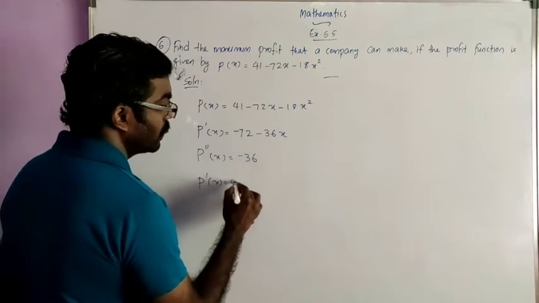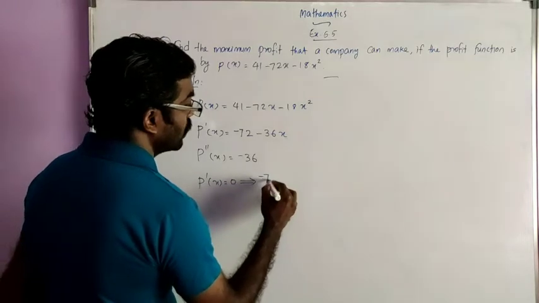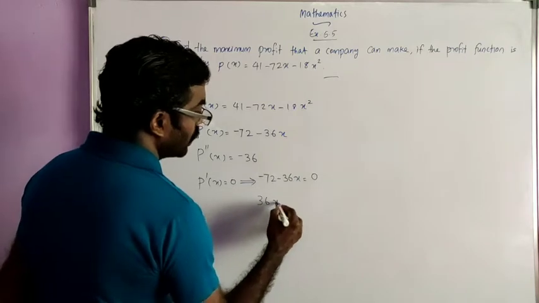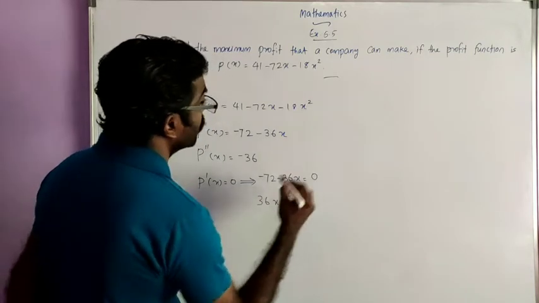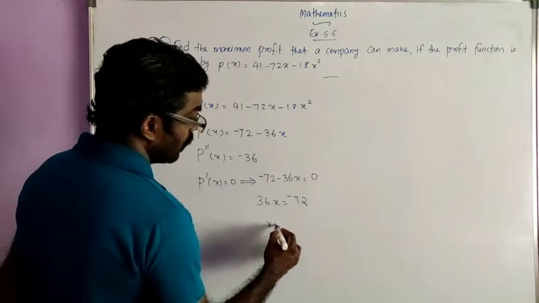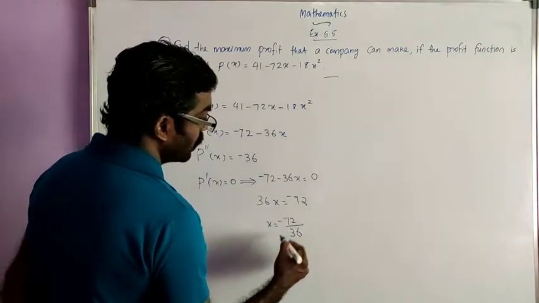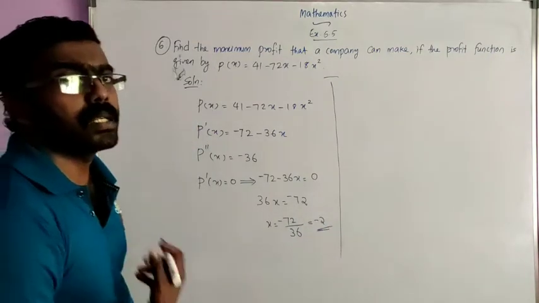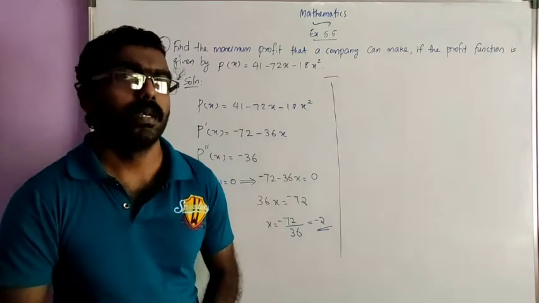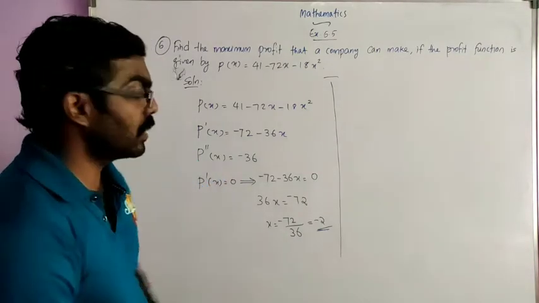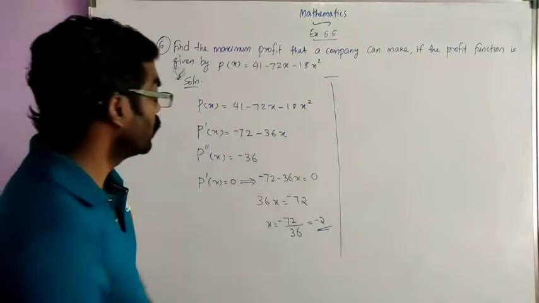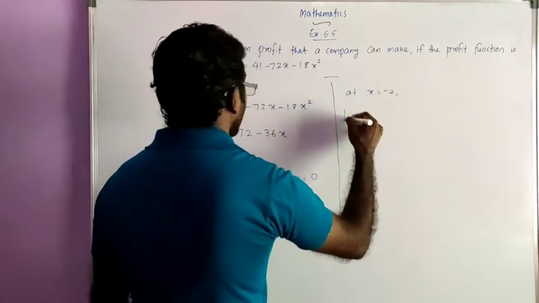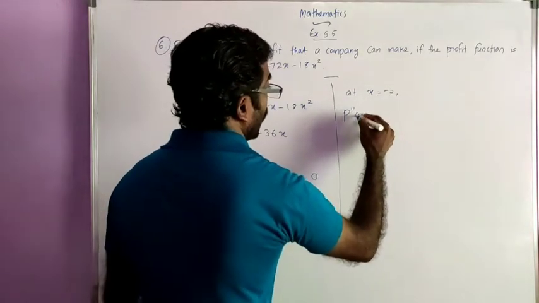Now we can find the critical point. P dash of x equal to 0 implies, okay, minus 72 minus 36x is equal to 0, or we can write 36x equal to minus 72, or x equal to minus 72 divided by 36, and which is equal to minus 2. Now we have to check whether the second order derivative is positive or negative at the critical point c. Okay, here the value of c is what? Minus 2.